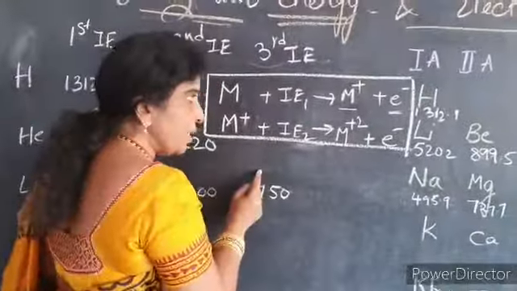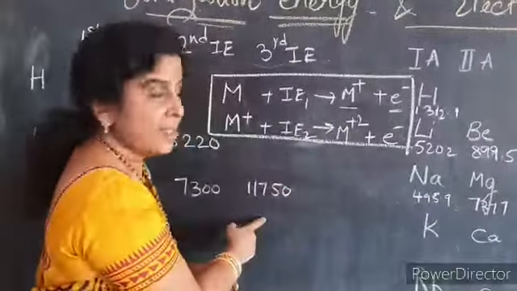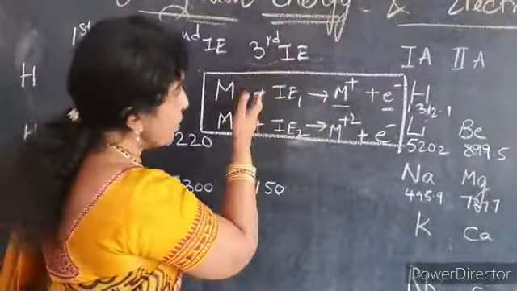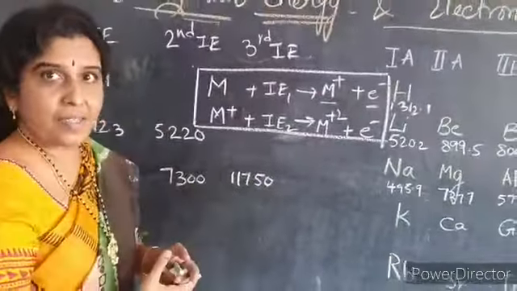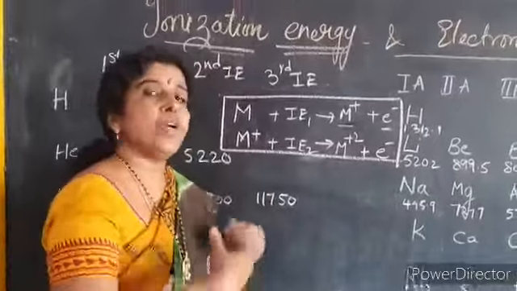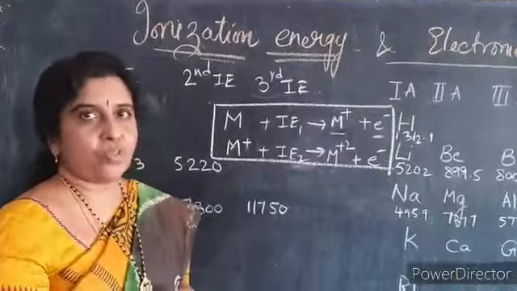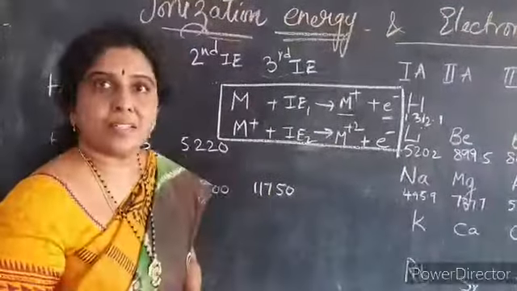If you want to remove the third electron, we call it the third ionization energy, which will be even higher. After removing an electron, the nuclear charge increases. Therefore, it becomes difficult to remove an electron, and we need to apply more energy to remove a second or third electron from an atom. Therefore, the second and third ionization energies are more.